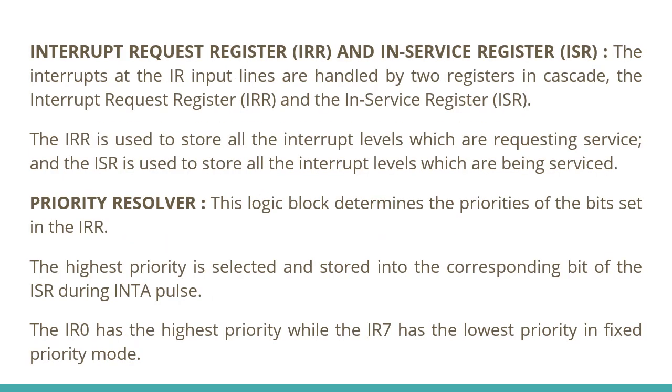Next, we have the interrupt request register and the in-service register. The interrupts that appear at the IR input lines are handled by two registers in cascade mode. They are the interrupt request register IRR and the in-service register ISR. The interrupt request register is used to store all the interrupt levels which are currently requesting for a service.